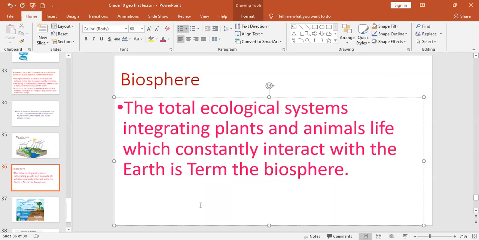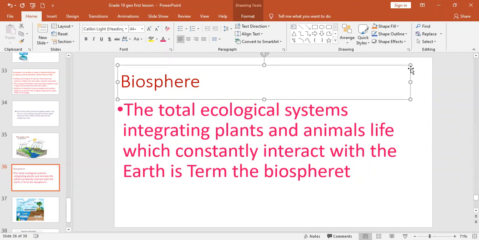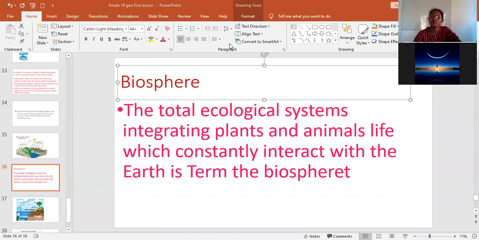Have you finished? The total ecological system integrating plants and animals. Do you have any difficult words here? The total ecological system integrating plants and animal life.